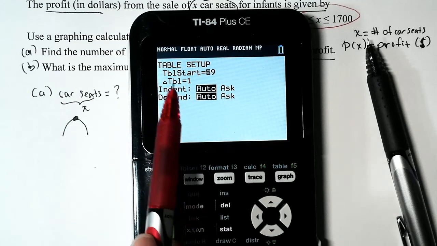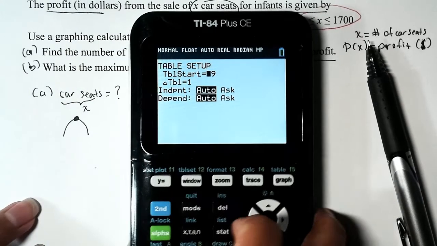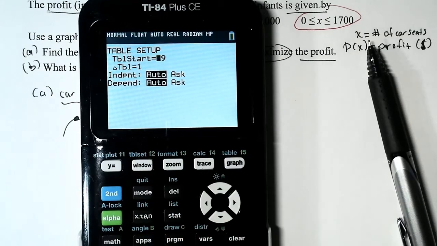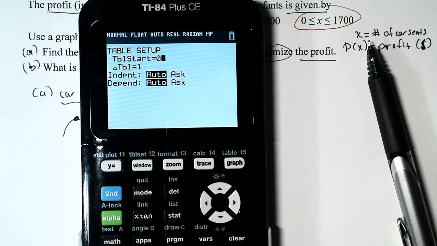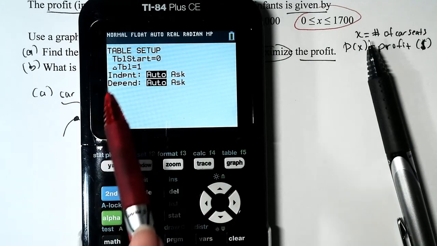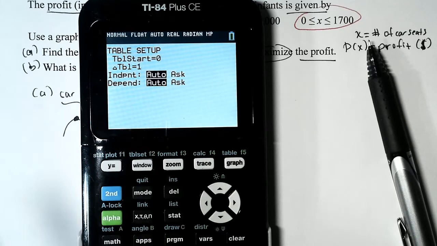The first question is table start: where do we want to start counting from? Since the domain is from 0 to 1700, I'm going to start counting from the number 0. Then there's the funny looking triangle, an abbreviation for the change in table. What do you want to count by? By default it's 1. I'm going to count by 100. And then we're going to go back to table.